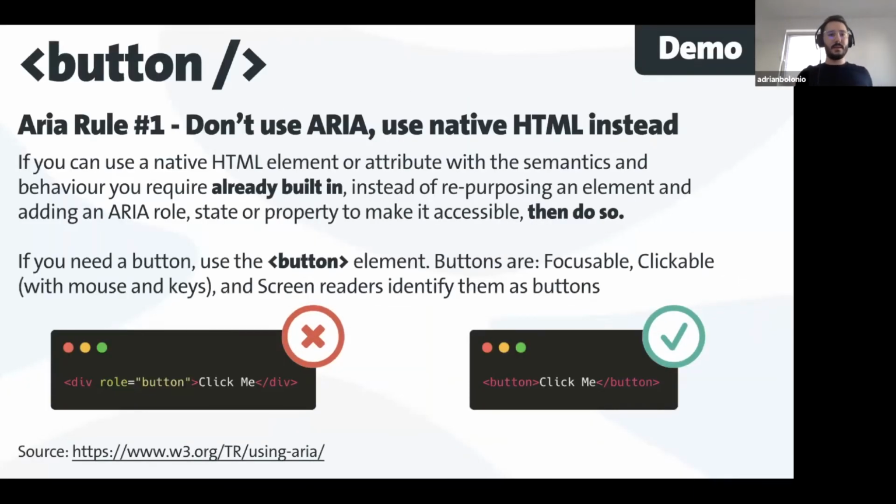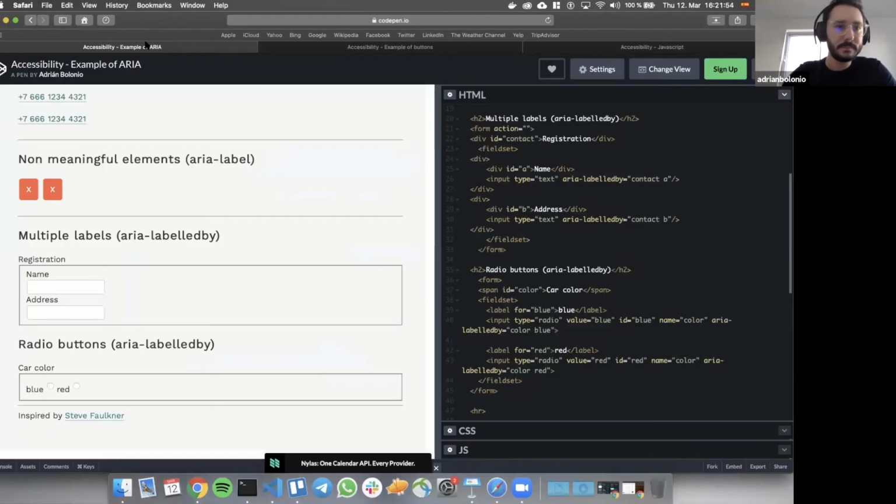Button. Again, we said do not use ARIA when you can use a native HTML element instead. So why should we use a button and not fake a div, which is meant to be used as a container, to fake a button? Because buttons are focusable, are clickable, and the screen readers identify them as buttons. So again, I have a small demo to show you.